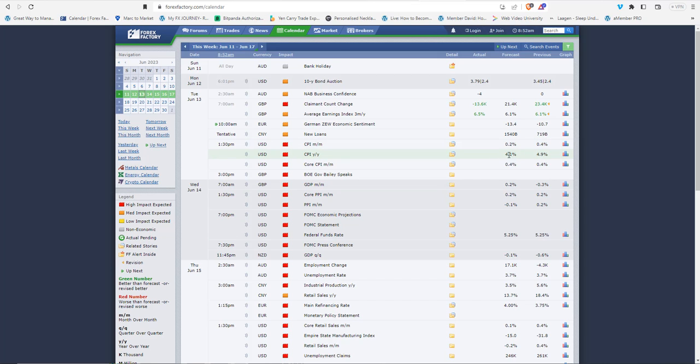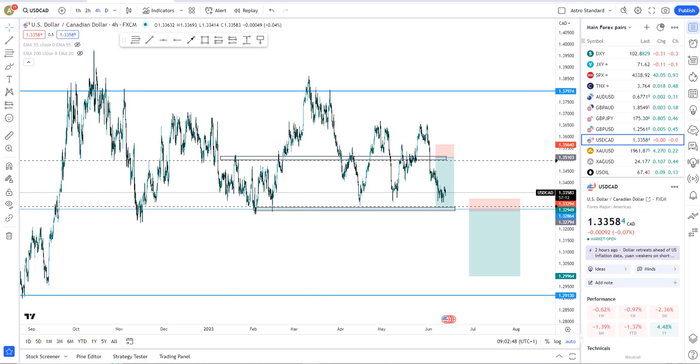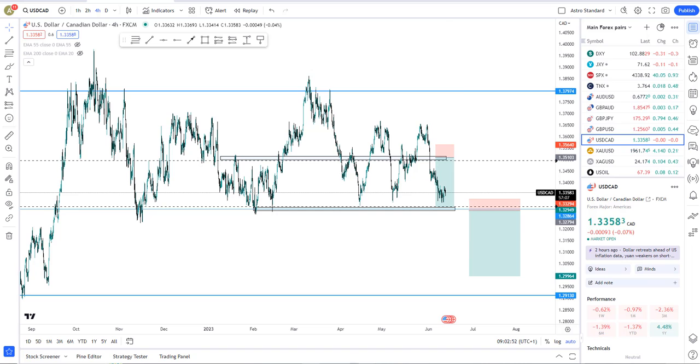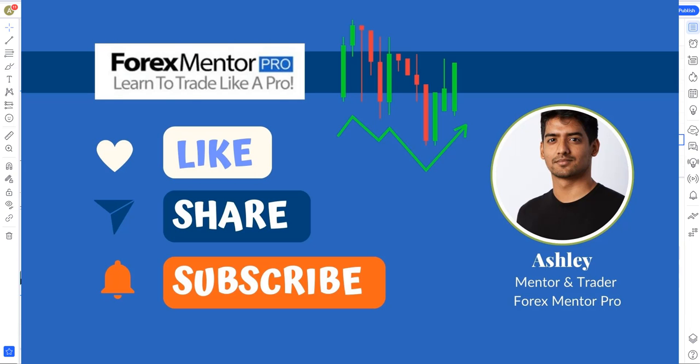So if this reading comes in higher, then everyone is going to price in that the dollar is going to raise interest rates. So just wait for the news to come out. Be patient, and like I showed you, there are some really good setups here. You just got to be patient for the move to come in, and then you could be looking to take them.